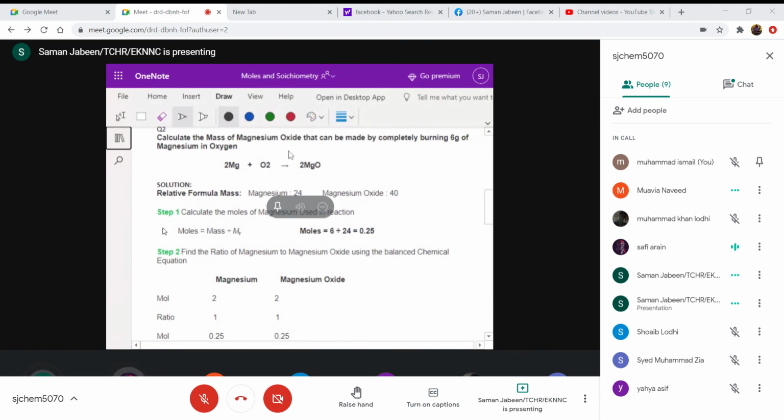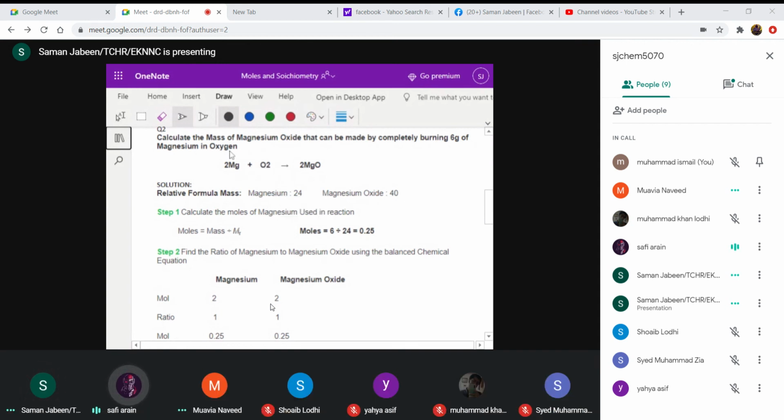Miss, 2:1:2? Only magnesium and magnesium oxide is here, na beta? Then it is not talking about oxygen over here. Oxygen is silent over here. So, miss, we have to calculate the oxygen one? No, what no. See, the gram of magnesium is given and they ask you the mass of magnesium oxide. So they are talking about 2 compounds only, magnesium and magnesium oxide. They are not talking about oxygen.